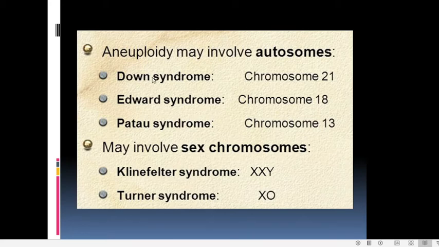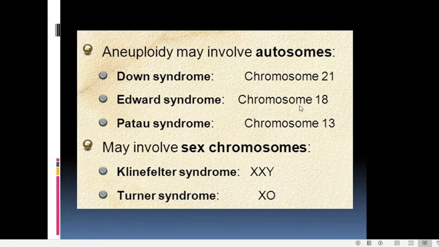Now, how can this be extrapolated in the case of humans? In humans, if there is an extra chromosome 21, if there is trisomy 21, that results in a syndrome which is called Down syndrome or Mongolian idiocy. So here the total number of chromosomes will be 47 instead of 46, because there are 22 pairs of autosomes and 1 pair of sex chromosomes, and out of these 22 pairs of autosomes, the 21st pair will be having an additional chromosome. So instead of the total chromosome number 46, this person will be having 47. So this condition is called Down syndrome.